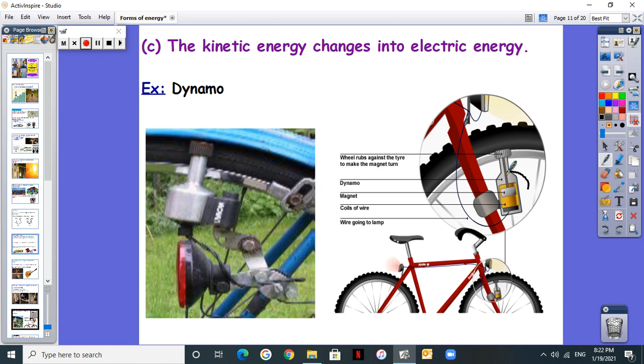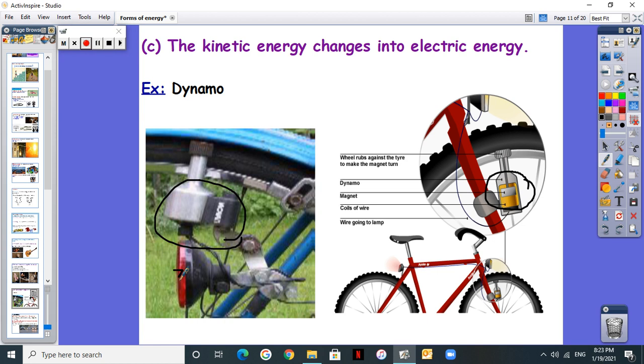This part is called a dynamo. Inside a dynamo, the kinetic energy changes into electric energy. So this lamp, the bike lamp, lights when you move the bike. So the dynamo changes the kinetic energy into electric energy.